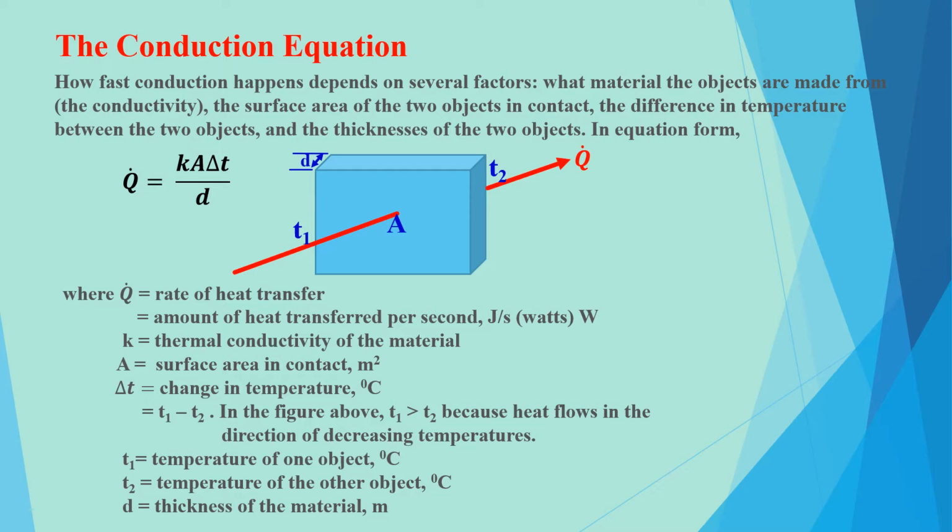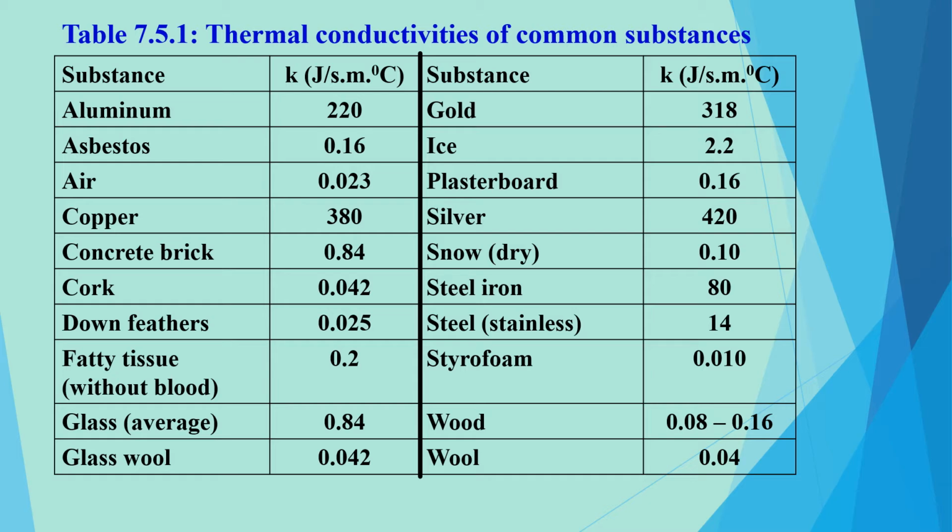In the figure above, T1 is greater than T2 because heat flows in the direction of decreasing temperatures. T1 is the temperature of one object in degrees Celsius. T2 is the temperature of the other object in degrees Celsius. And D is the thickness of the material in meters. Table 7.5.1 are the thermal conductivities of some common substances in joules per second per meter per degrees Celsius.